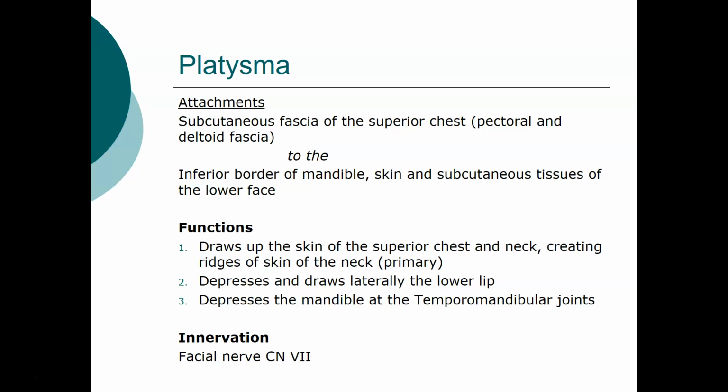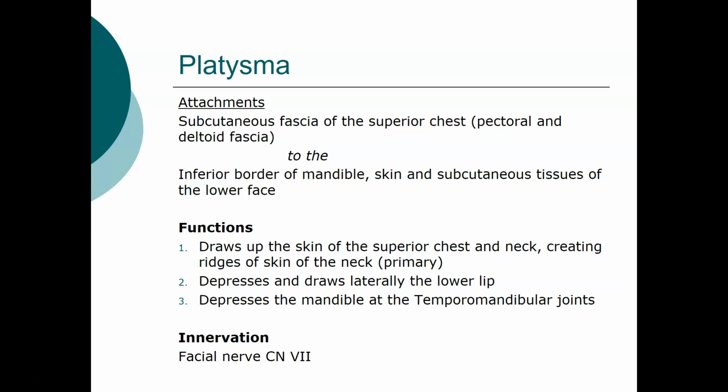The largest one is a muscle called platysma. It finds attachments on the subcutaneous fascia of the superior chest, so the pectoral and deltoid fascia, so quite large at the bottom. And it arises up to the inferior border of the mandible, the skin, and the subcutaneous tissues of the lower face. Its functions generally are to draw up the skin of the superior chest and neck, creating ridges of skin of the neck, which is its primary action.